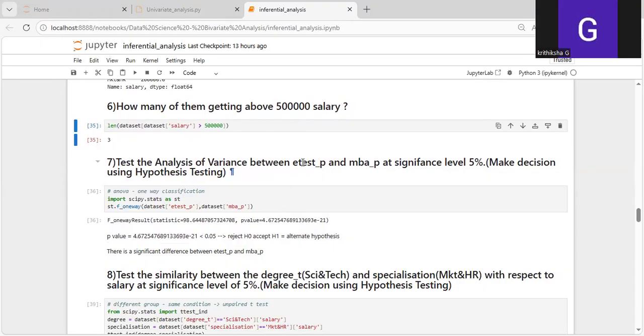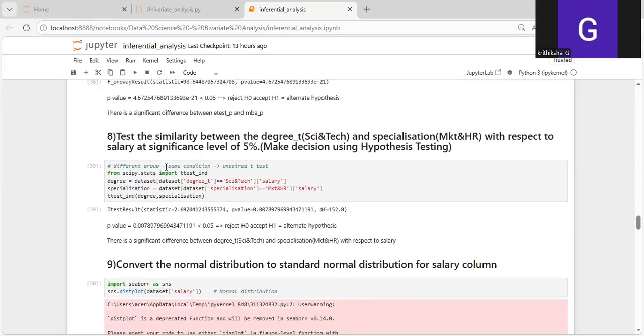Next, test the analysis of variance between e-test pass mark and MBA pass mark at the significance level. So here it is actually analysis of variance between two groups, and these two groups come under the marks column wise difference. So we can go for the one-way classification in the analysis of variance, ANOVA. I have taken it from the scipy.stats library. I analyzed these both columns and got the probability value of 4.67, which is less than 0.05. So I'm rejecting the null hypothesis and accepting the alternate hypothesis. So we can say that there is a significant difference between e-test pass mark and the MBA pass marks of the students.